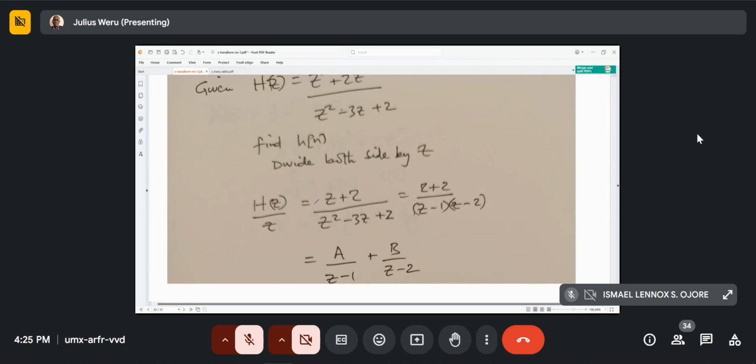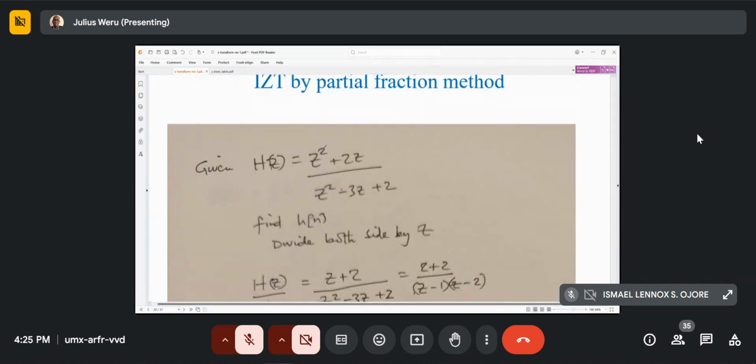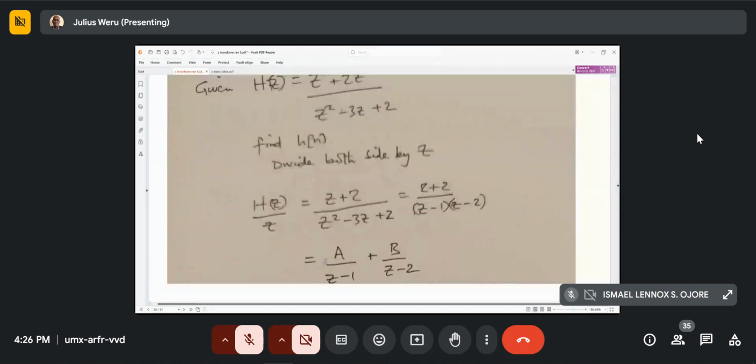The first thing you do is you want to put it in a form which you can simply check from the Z transform table. So what you do is, you can see this is Z to the power of 2. You must reduce it to Z plus something. So you divide by Z.